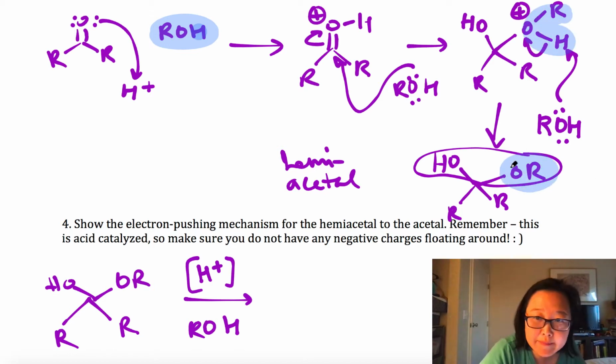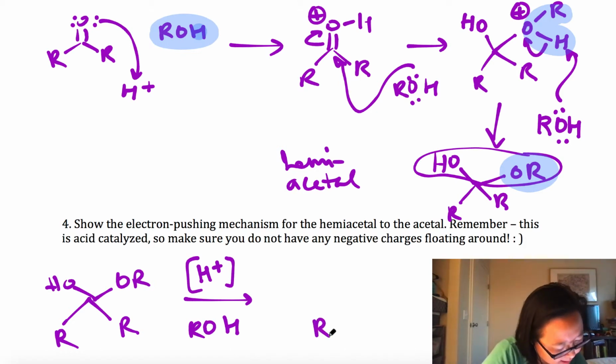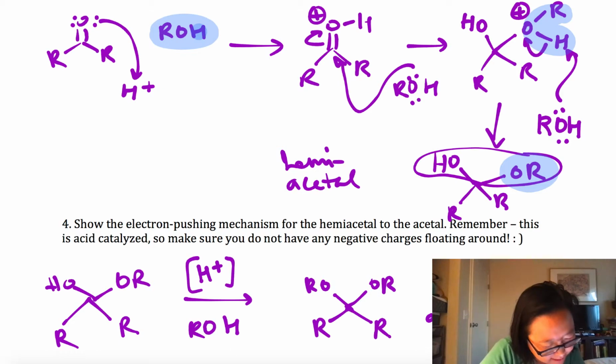So I have one of them, and now I'm going to make a molecule with 2 of them, meaning it's going to be R, R, O, R, and OR. This is my acetal. So that's my goal in the second step.